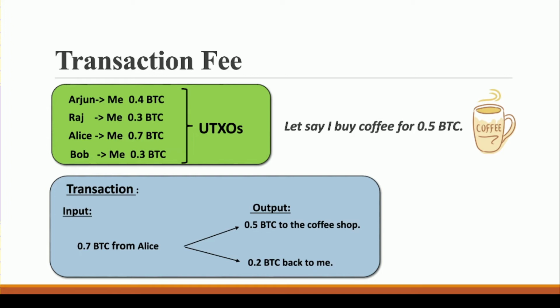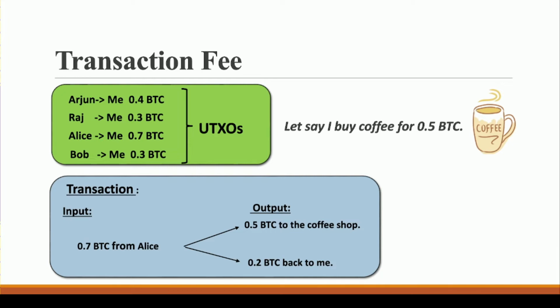And once we are doing this payment, you can clearly see that this UTXO is being divided into two parts. First is 0.5 Bitcoin to the coffee shop because we want to buy this coffee. And the second UTXO is this 0.2 Bitcoin, which is given back to us, just like we are actually given back the change, right? So we are providing some additional money and the shopkeeper is giving us back the change.